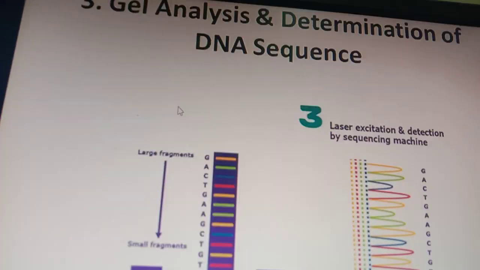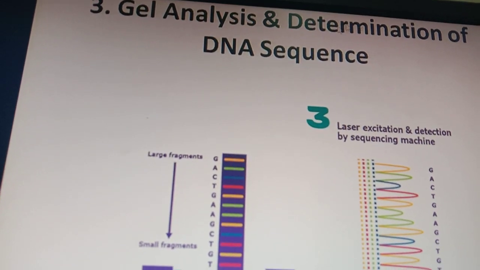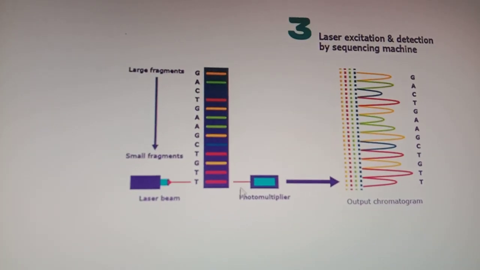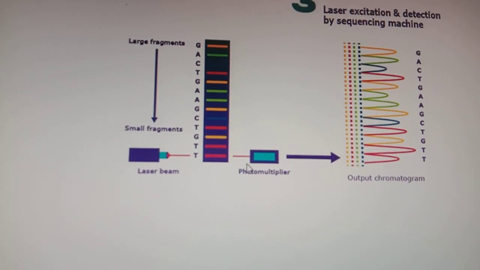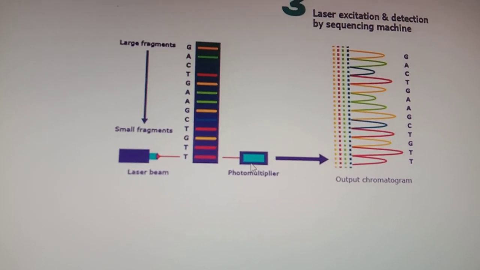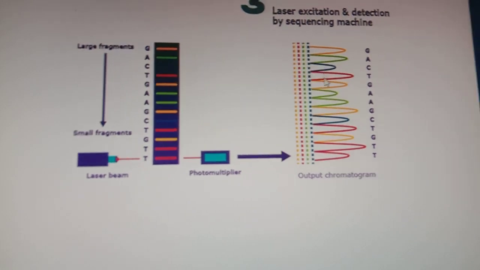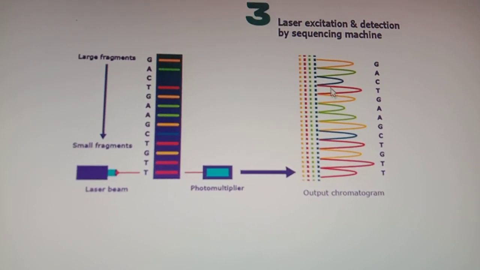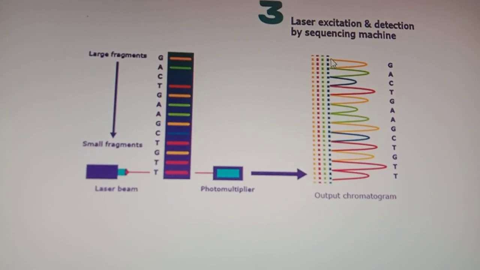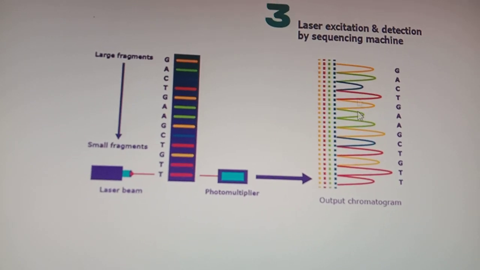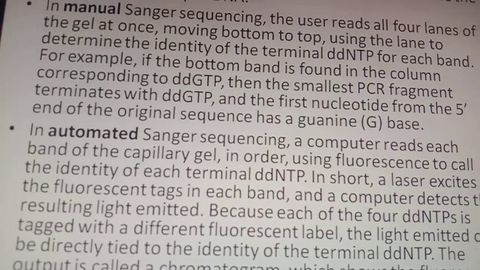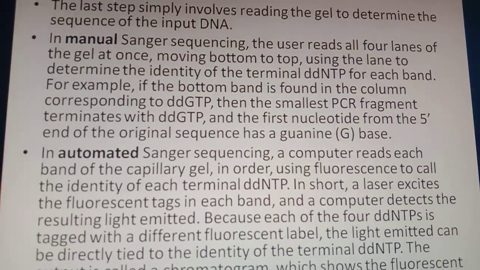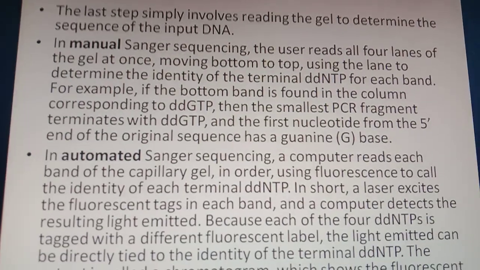In the third step, gel analysis and determination of the DNA sequence occurs. Whatever is separated over here will be read by the photomultiplier, and the sequence is developed based on the signals emitted. You can see here the fluorescent signals. These signals will be decoded to a new sequence, and the sequence is determined.